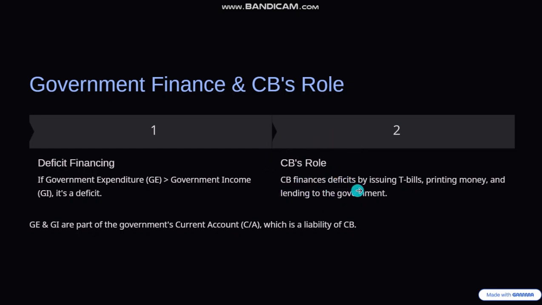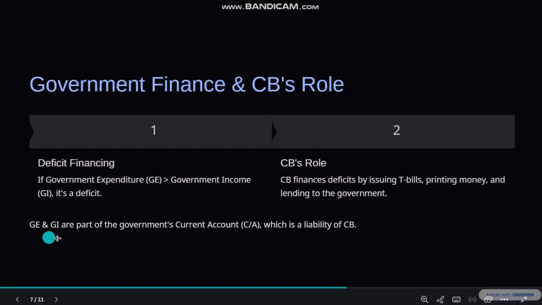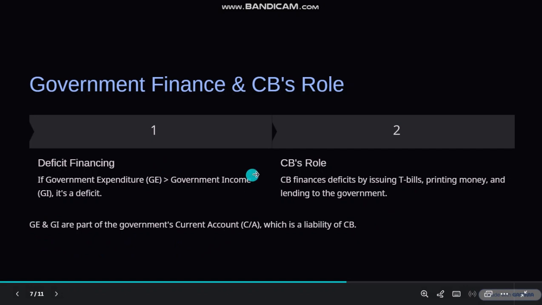CB finances deficits by issuing T-bills, printing money, and lending to the government. That means the central bank finances this deficit. The GE and GI are the part of the government's current account, which is a liability of CB.